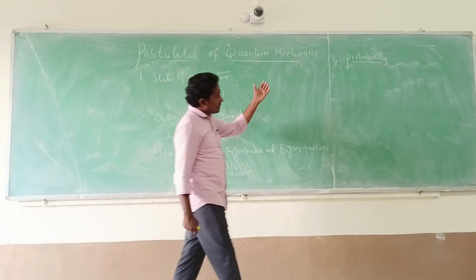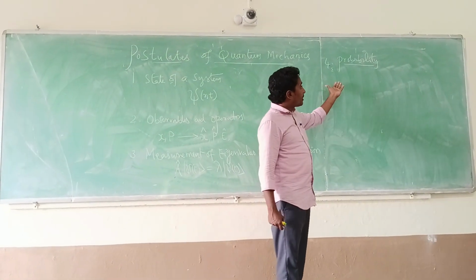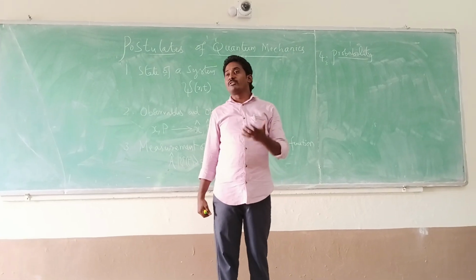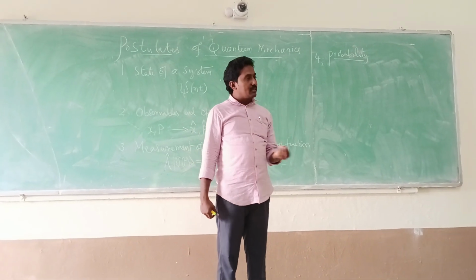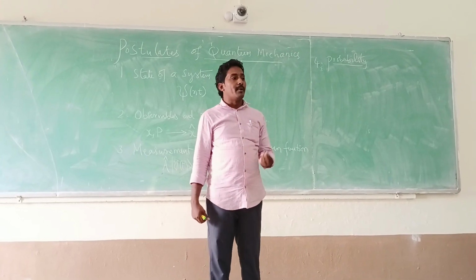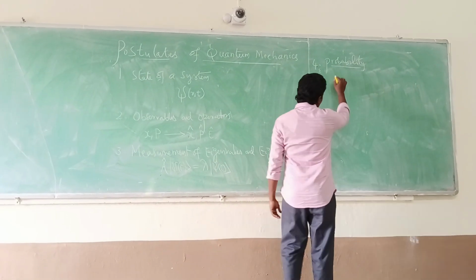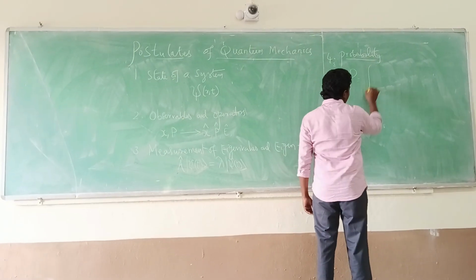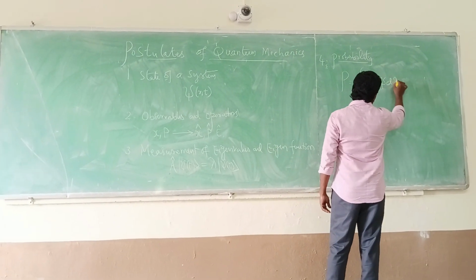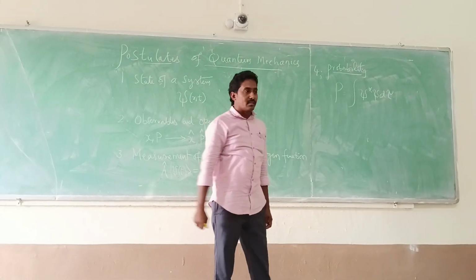So next, the fourth postulate of quantum mechanics is probability. It is known as the probability of the system. It means it finds the particle position in a volume element dτ. Mathematically, the probability P can be expressed as the integral of ψ star ψ dτ. This is the probability density function.